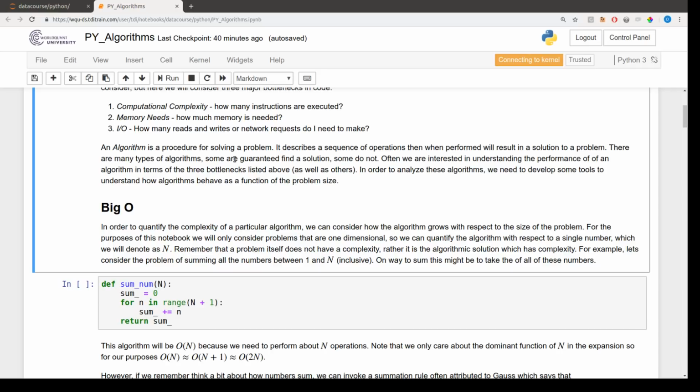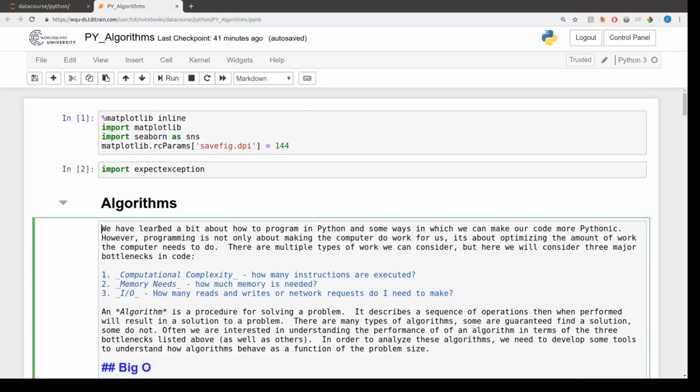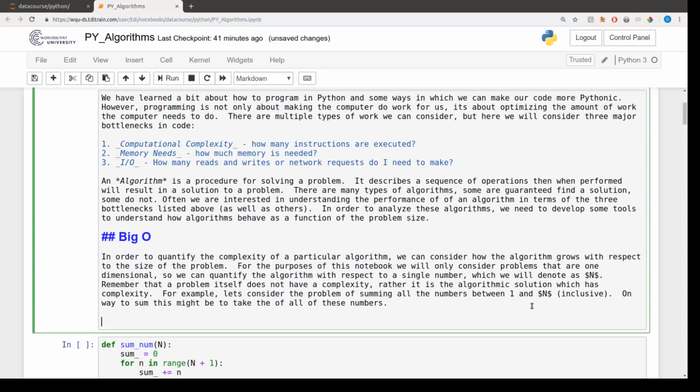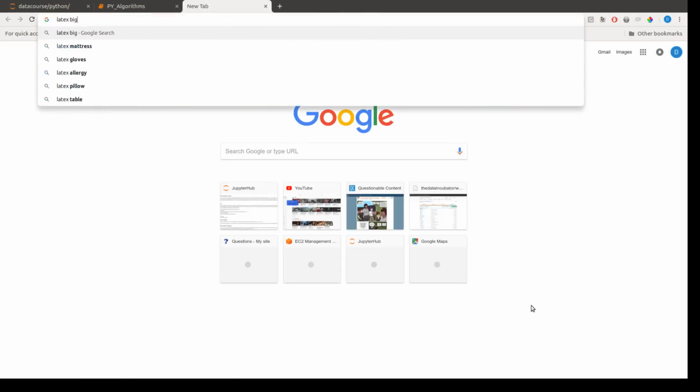For example, if for every extra piece of input I need to execute one more instruction, then we would say that my computational complexity grows linearly in the input, or is of order n. And the way that we write order n would be, actually I have to look this up because I forget.